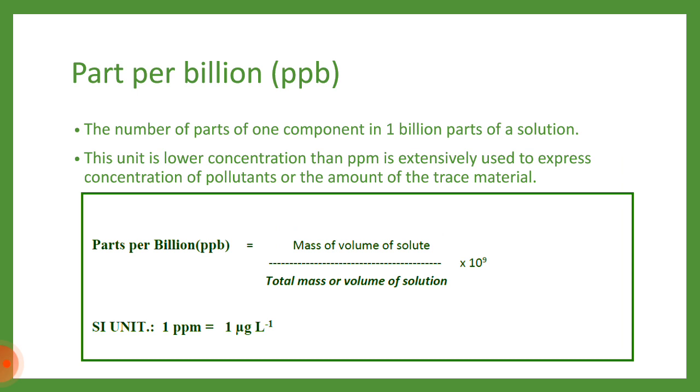Part per billion, it is the number of part of one component in 1 billion part of solution. This unit is lower concentration than ppm. It is extensively used to express concentration of pollutant or the amount of trace material. Part per billion is equal to mass of solute divided by total mass or volume of solution multiplied by 10 raised to 9.